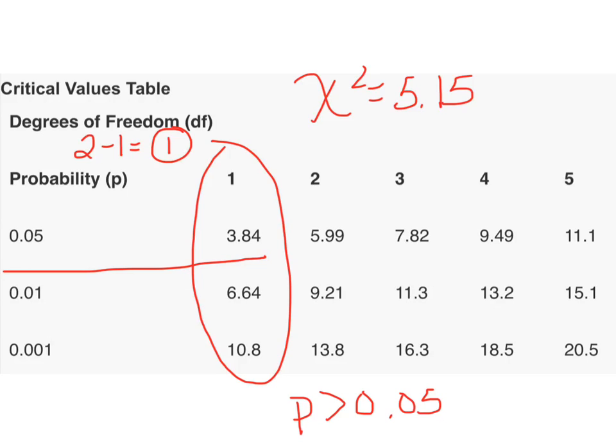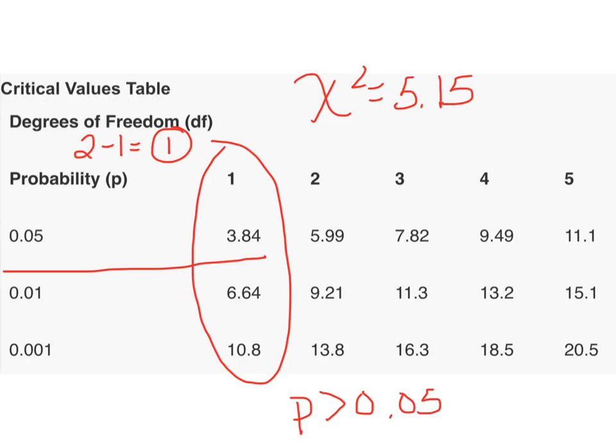So here's the deal. If chi-squared is less than 3.84, what that lets you know is that there's like a 95% chance that my data is normal, right? Because 0.05 is like 5%. But what you're telling me is 5.15 is between 5% and 1%. So you're telling me that there's a less than 5% chance, right?